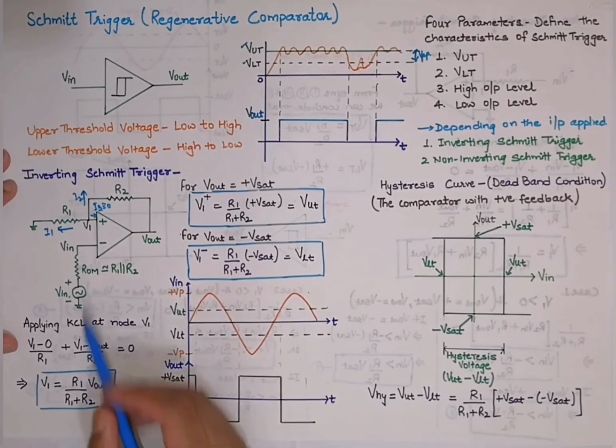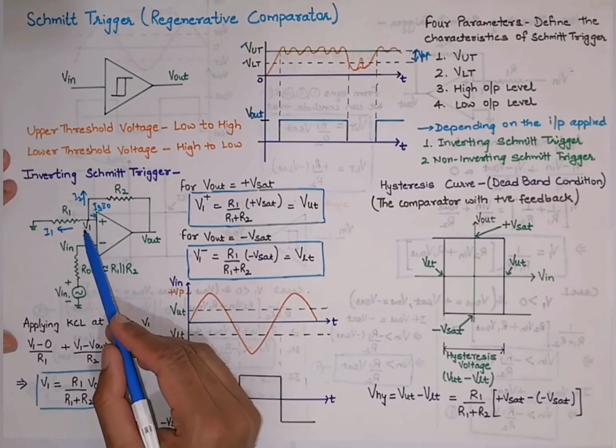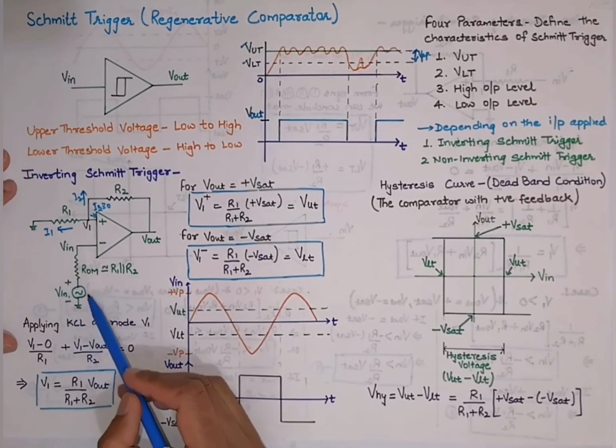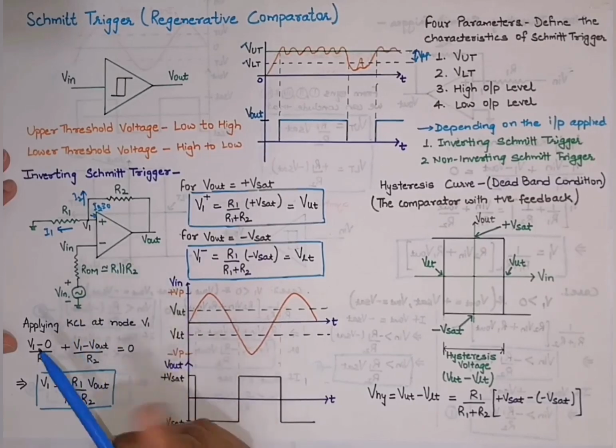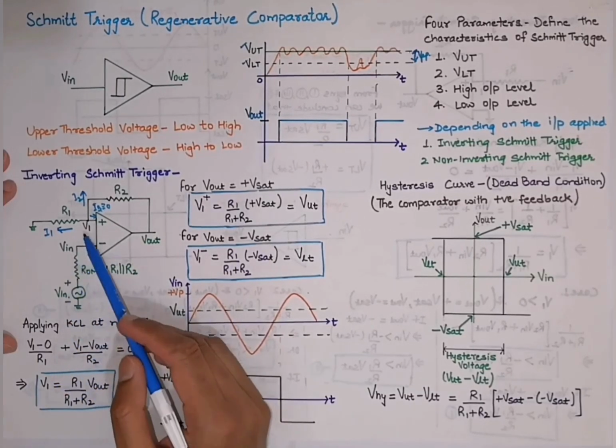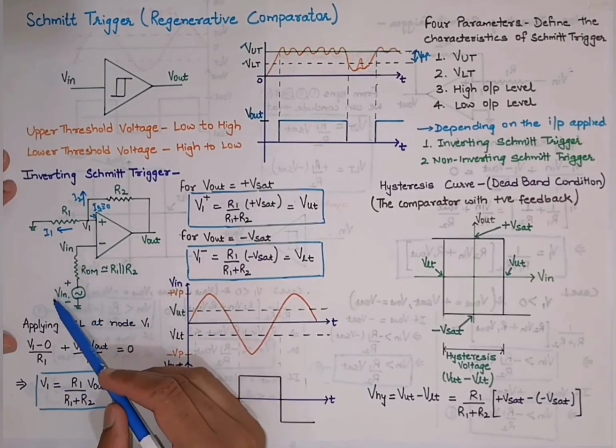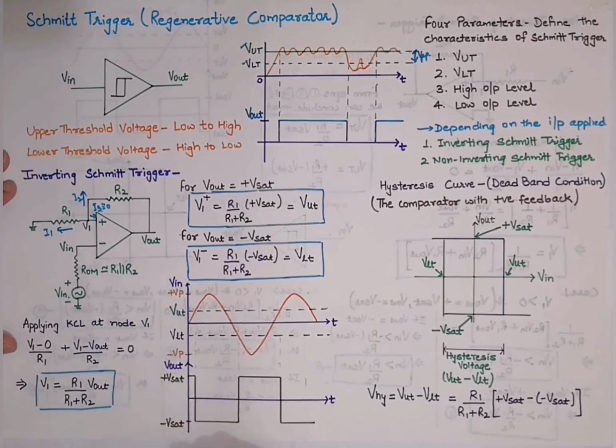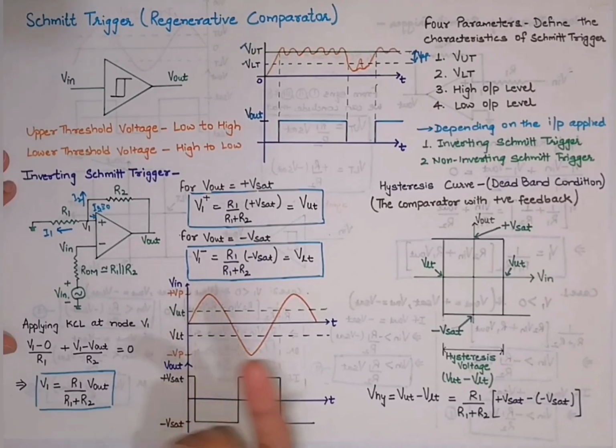It means whenever the value of V1 is greater than the input voltage, our output will be plus V saturation, and if the value of V1 is less than the value of V in, then the output will be minus V saturation. Now look here, the value of V1 depends upon the value of V out, and V out can have two values, because initially we don't know whether it is at plus V sat or at minus V sat. So let us assume both the cases.